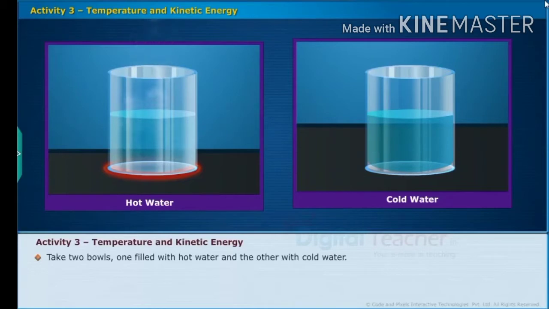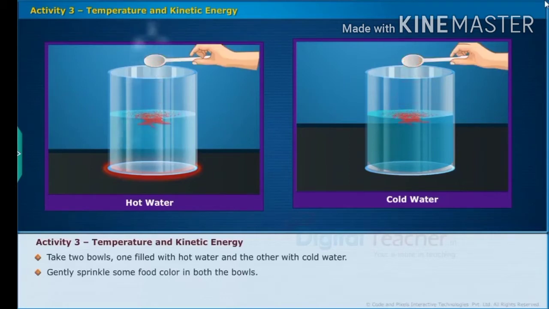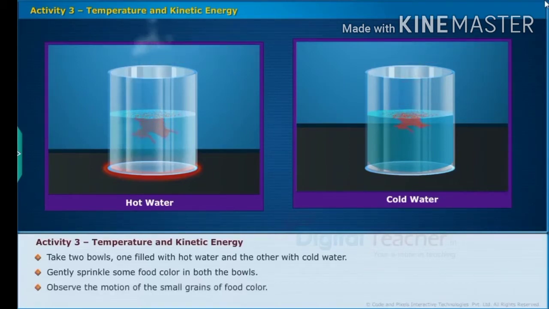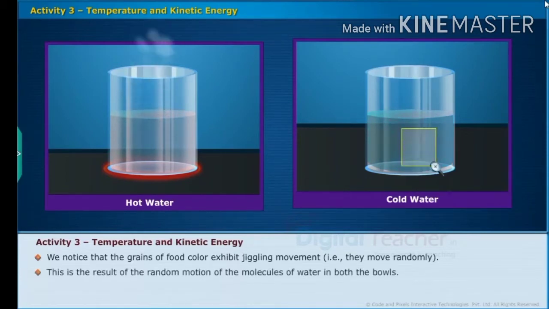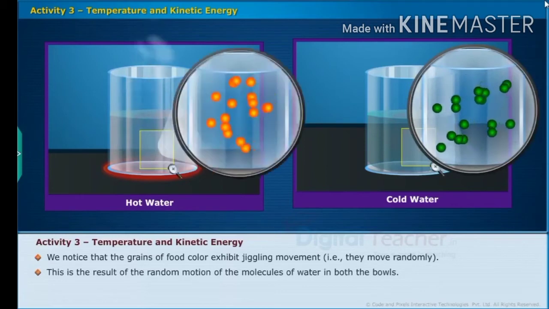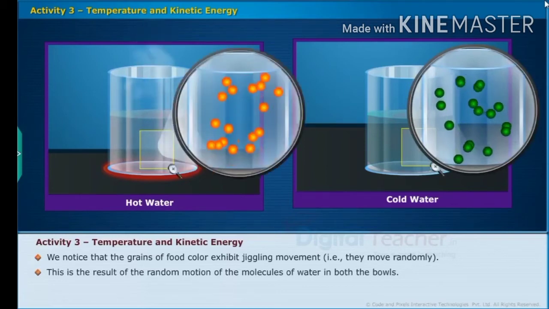Take two bowls, one filled with hot water and the other with cold water. Gently sprinkle some food color in both the bowls. Observe the motion of small grains of food color. We notice that the grains of food color exhibit jiggling movement, that is, they move randomly. This is the result of the random motion of the molecules of water in both the bowls.